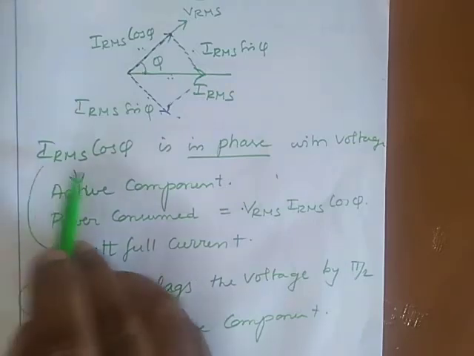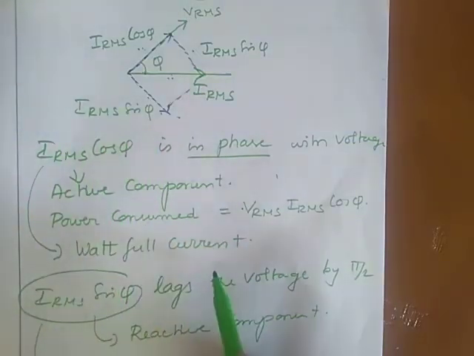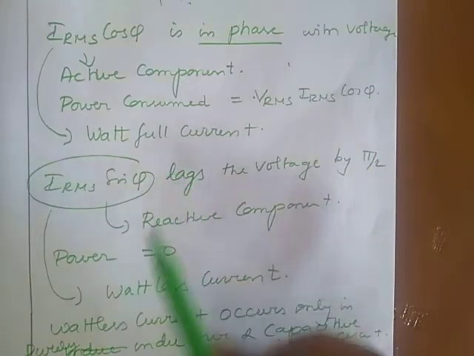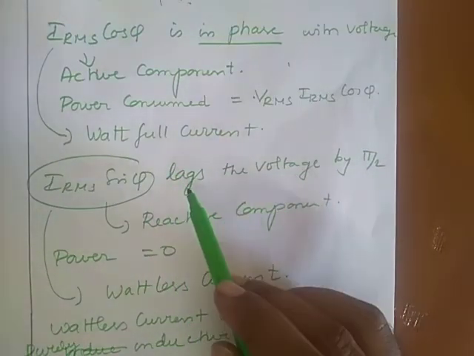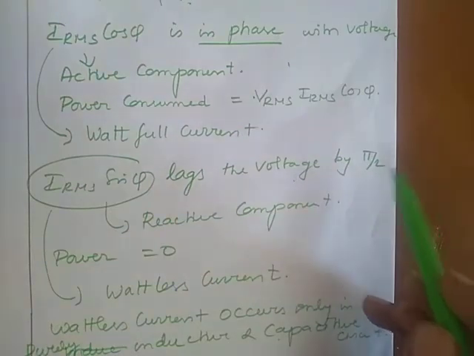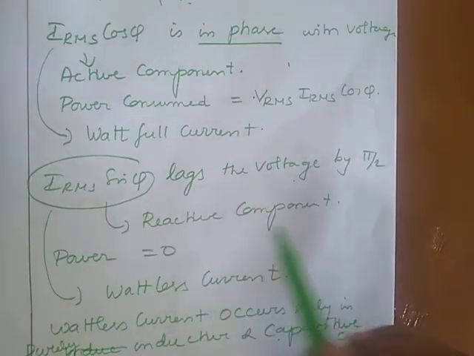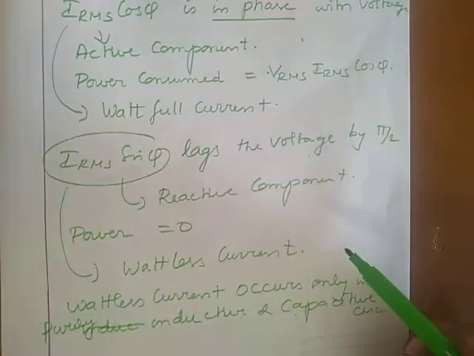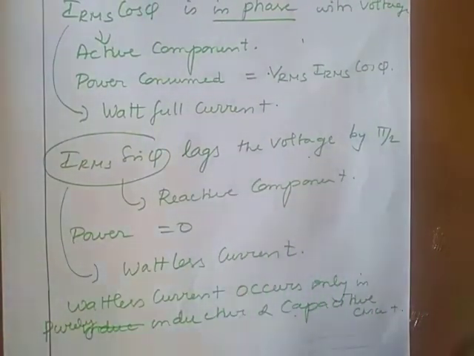Then this current component is known as wattful current. Then Irms sin phi, that is perpendicular to the Vrms, so it lags the voltage by phase angle pi by 2. So it is a reactive component, for that power will be 0. This is known as wattless current. This wattless current only occurs in purely inductive and capacitive circuits.